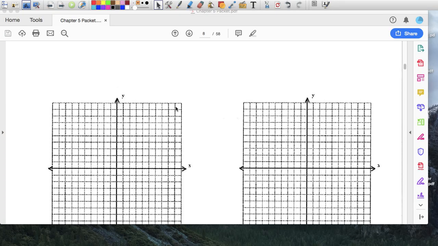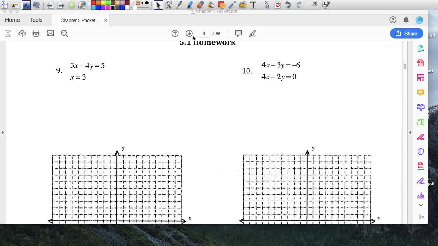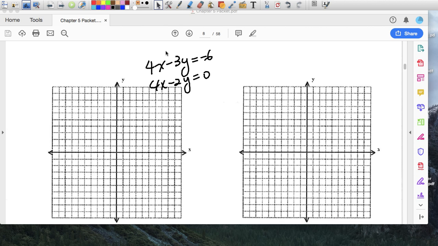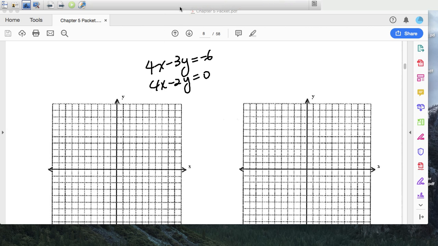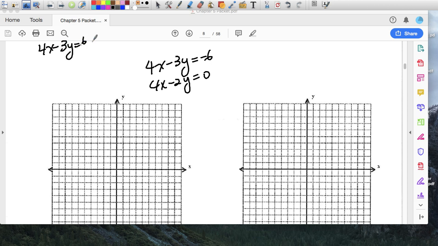Last question. Wow, not too much of a homework if you ask me. 4x minus 3y equals 6. 4x minus 2y equals 0. So again, we've got to change both equations. Let's take the first one: 4x minus 3y equals 6. Minus 4x, minus 4x, cross out. Negative 3y equals negative 4x plus 6. Divide both sides by negative 3.